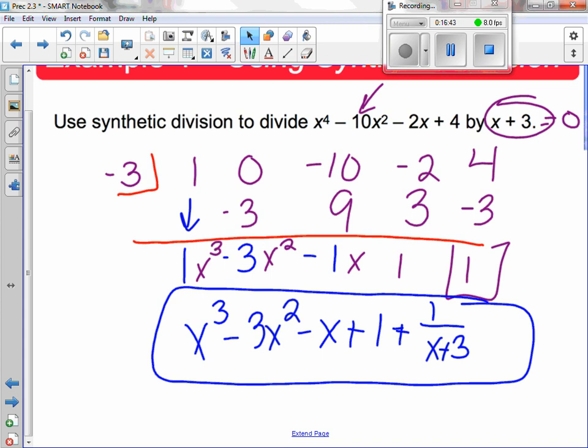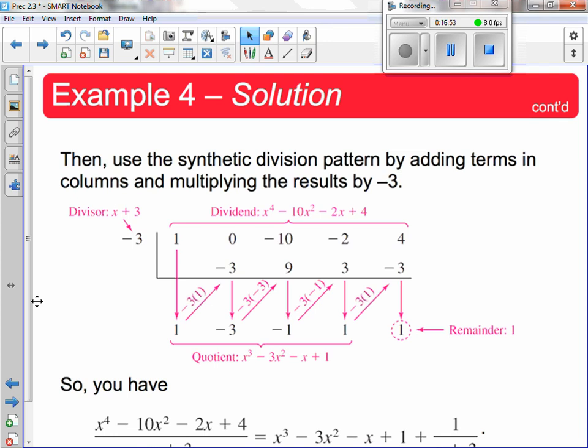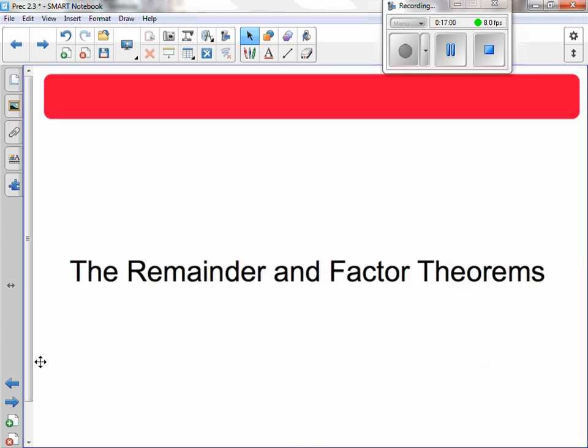Now, if we knew more than one of the terms, I would do it again. I would just keep doing it. So we have it set up here. We go through, we find this remainder of 1. So we have this here. And that's it. So most of this is a review for what we've done. We've done this before. Do you all need to see another example of synthetic or long division?